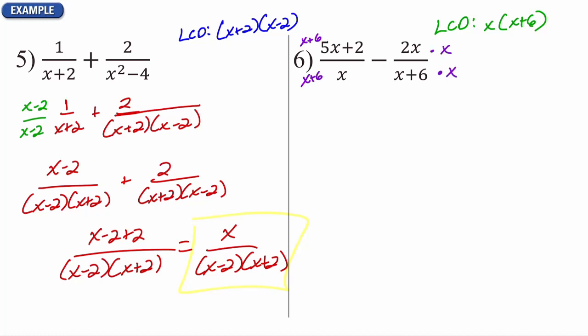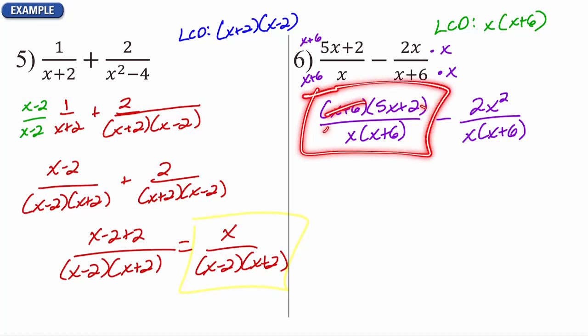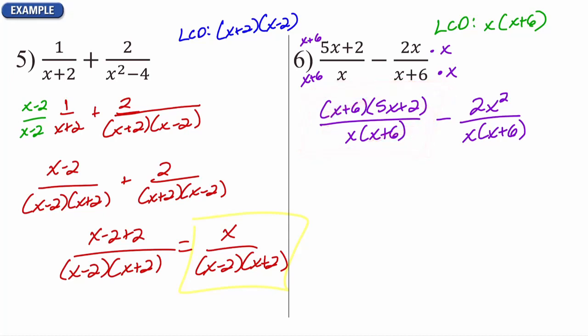So let's write that down. So I'm going to have x plus 6 times 5x plus 2 times x over x times x plus 6 minus 2x squared over x times x plus 6. So now they are each written over a common denominator. And I also say here that another common mistake is for students to get to this step and then say, oh, I can cancel those x plus 6's. Well, you can, but then you'd end up back where you started from. So you don't want to do that.